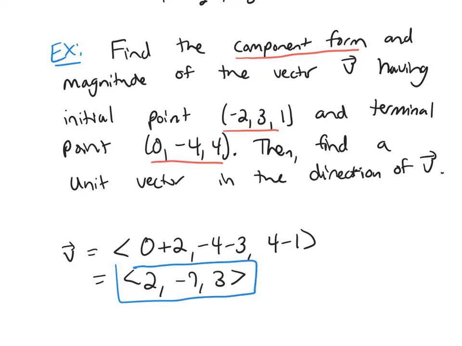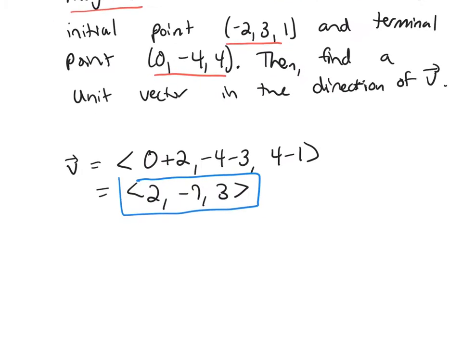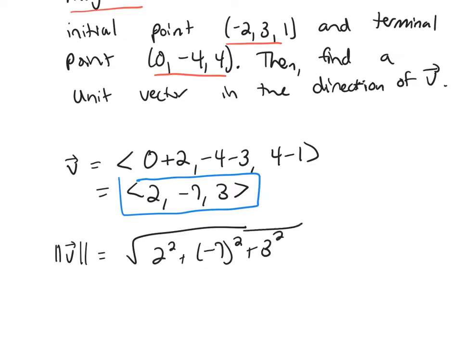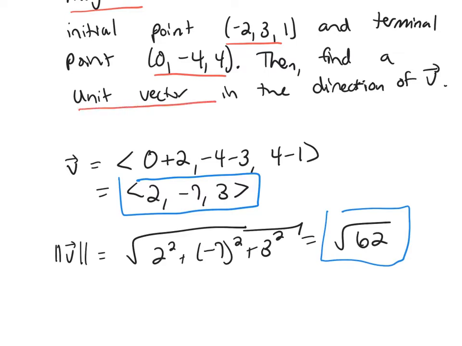Now we're asked to find the magnitude. So let's find the magnitude of this vector. The magnitude of v, using our formula, is the square root of 2 squared plus negative 7 squared plus 3 squared. It's the same as the square root of 62. So there's my magnitude. Now the last thing I'm asked to do is find a unit vector in the direction of v.